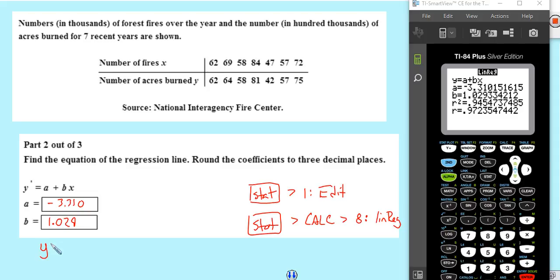Next step, finding and using that equation. Now we have the equation y prime is equal to negative 3.310 plus 1.029x. So let me take a little snapshot of it real quick. We're going to use that equation on our last step.